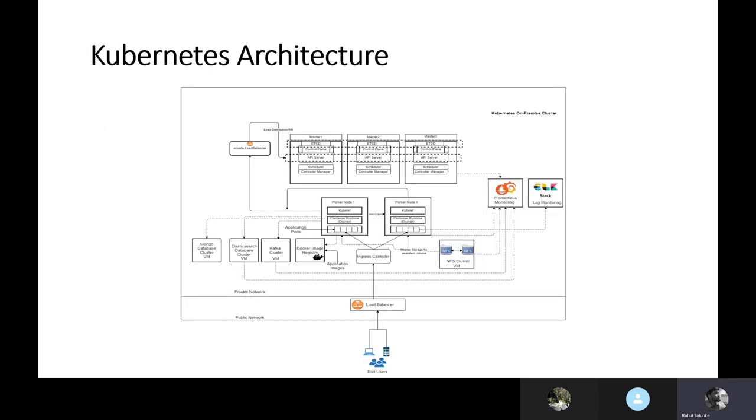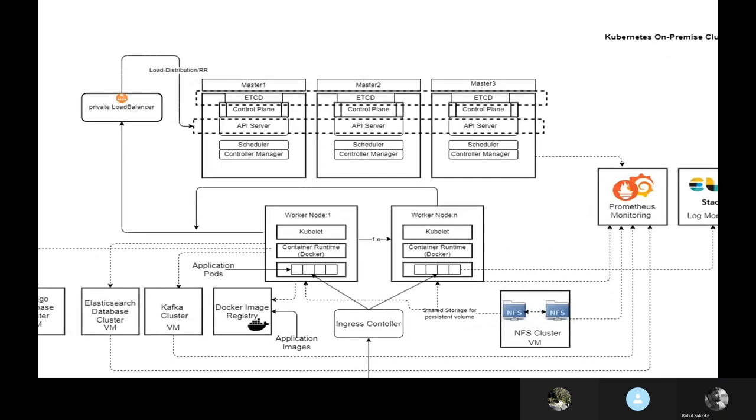Yes, okay. Now let's jump to Kubernetes architecture. Let me zoom it. Okay. So whenever you see Kubernetes architecture, you will find two major components in your Kubernetes. One is control plane and another is worker node.